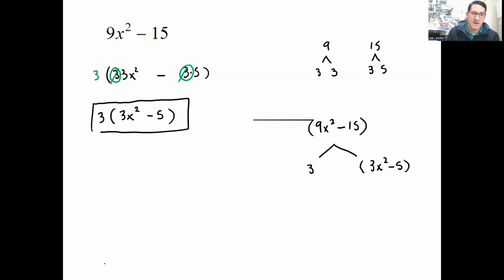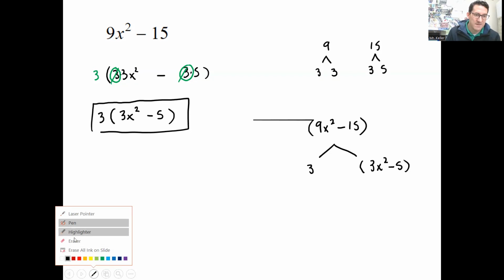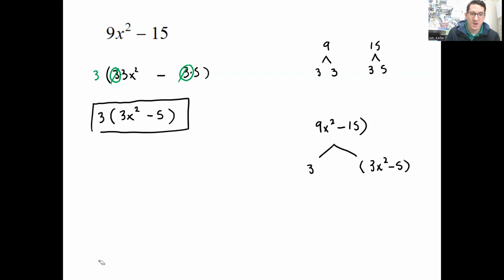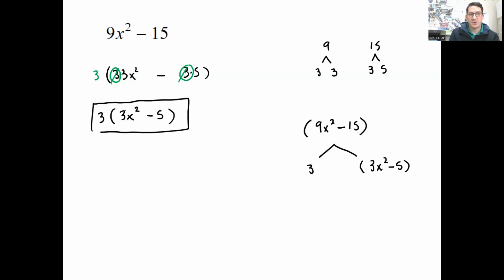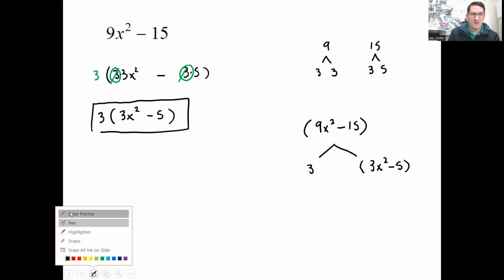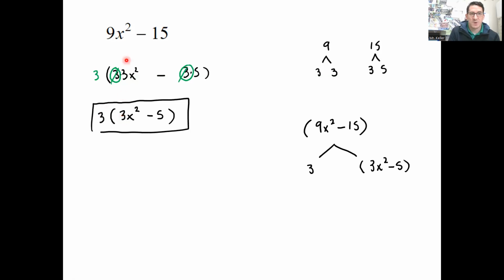All right. Another way to think of the factoring that we're doing here is that we are undoing the distribution. If we were to distribute 3 back into the parentheses here, we would get the original. So 3 times 3x squared is 9x squared, and 3 times 5 is 15. So we are undoing distribution. We're doing distribution in reverse. So we're splitting the quantity into two smaller quantities that multiply together to get the original.